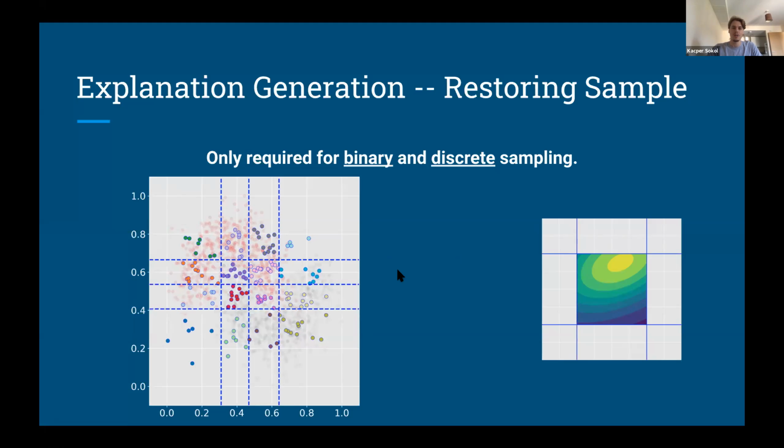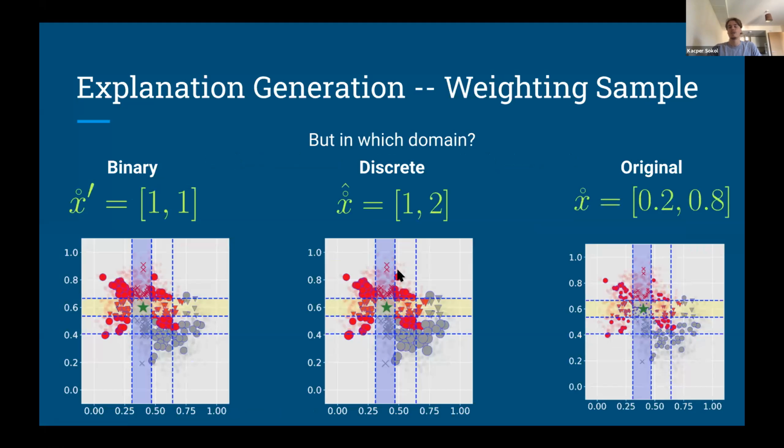And this is where data weighting comes in. So first you calculate the distance. And again, there is a choice. You can calculate your distance in the binary domain, in the discrete domain, or in the original domain, and there are different behaviors. You will be able to explore this in the hands-on material. There are quite a lot of plots and code there that show you how this behaves in different scenarios.